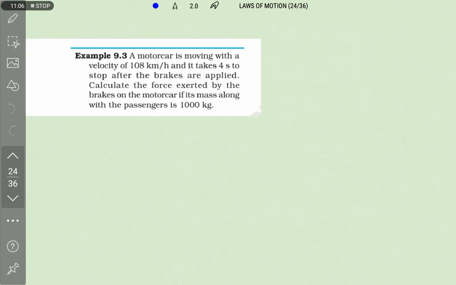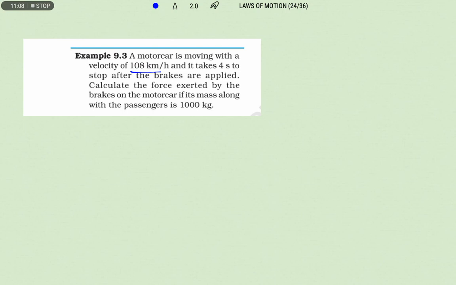Right, a motor car is moving with a velocity of 108 km per hour. So velocity is given. What is the velocity? So u is given as 108 km per hour. So it is not in the SI system. So we need to convert this into SI, meter per second, by multiplying with 5 by 18. So we know how to convert kilometer per hour into meter per second.